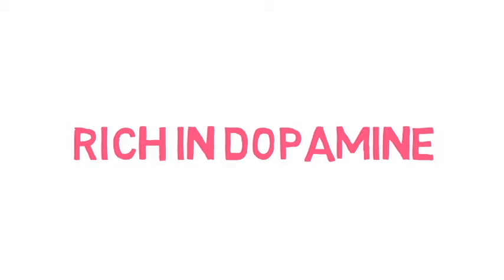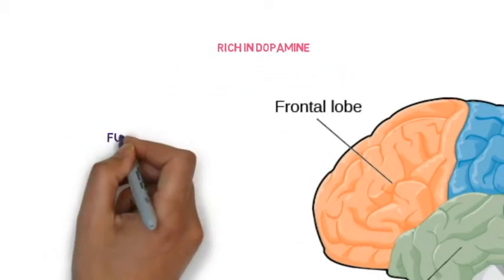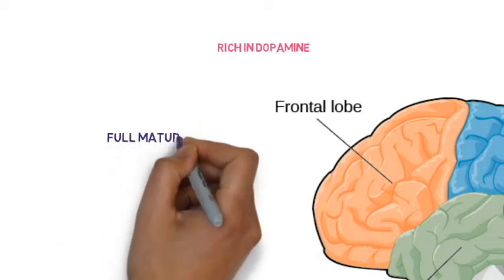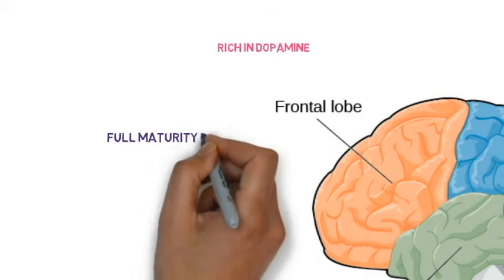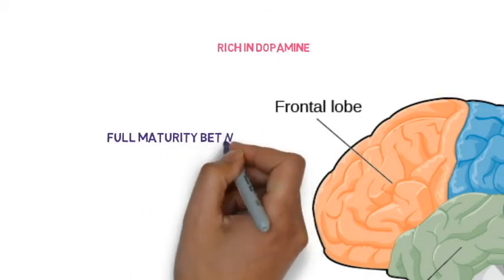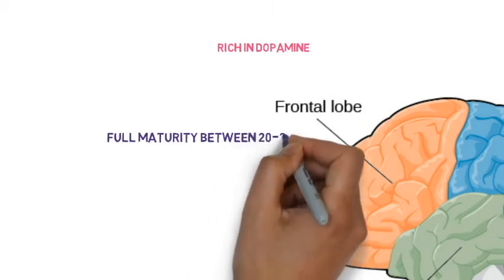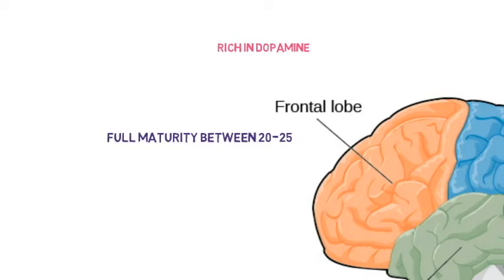Now, as far as the anatomy of the central nervous system, on the lateral surface of the human brain, the central sulcus separates the frontal lobe from the parietal lobe, and the lateral sulcus separates the frontal lobe from the temporal lobe. Now, in humans, the frontal lobe reaches full maturity around 20 to 25, marking the cognitive maturity that's normally associated with adulthood.